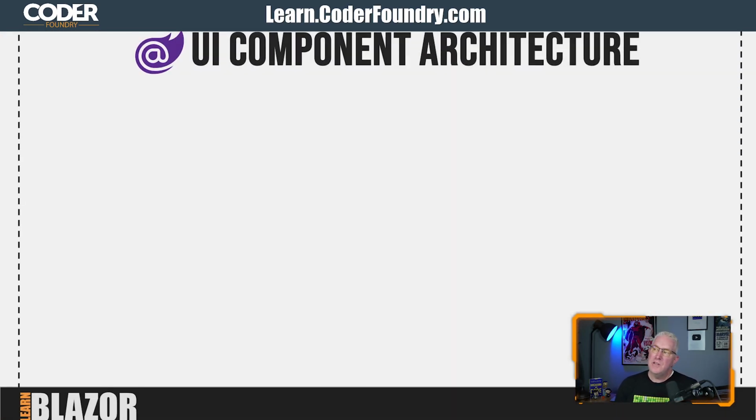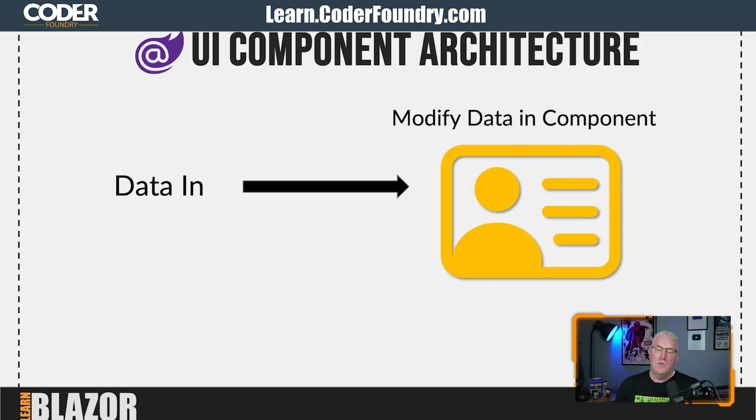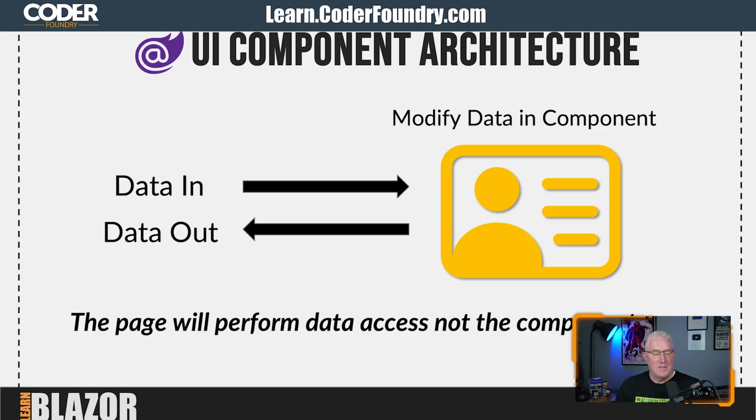All right, let's talk about a UI component architecture, and that's what we're going to build today. Basically, we have data in, and then you modify the data in the component, and then you have data out. The one thing that we don't recommend in most cases is that you have database access inside the component. Basically, the component should receive data from the page or the parent, and then modify that and then send it back out. And then the parent decides what to do with it. So the page will perform the data access, not the component.